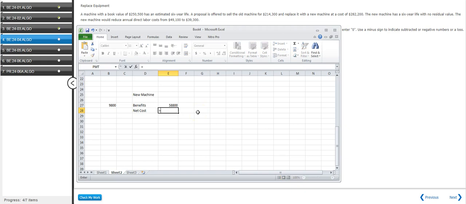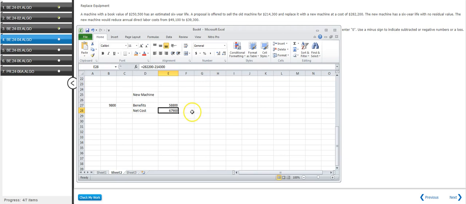The net cost of this machine: we're going to buy it for 282,200. It says it right here. But we're going to trade in our old machine. Just like if you trade in a vehicle, it doesn't reduce the purchase price, but it takes less cash, right? Because you're trading in an asset that you already had. So the net cash is 282,200 minus 214,300. So it's really only going to cause us to write a check for 67,900 because we're going to trade in the old machine if we buy the new machine.